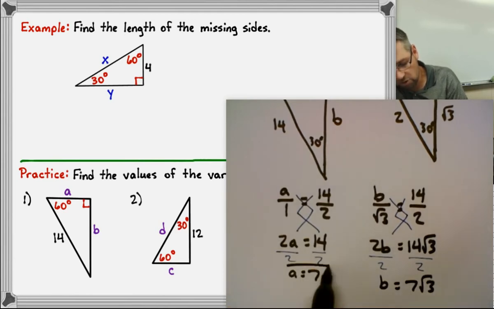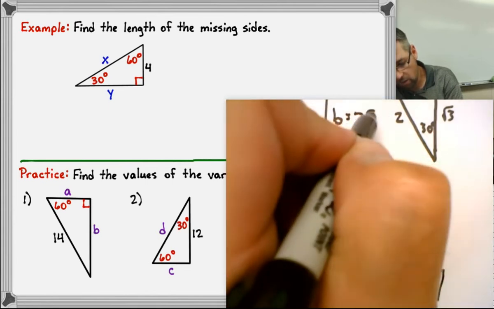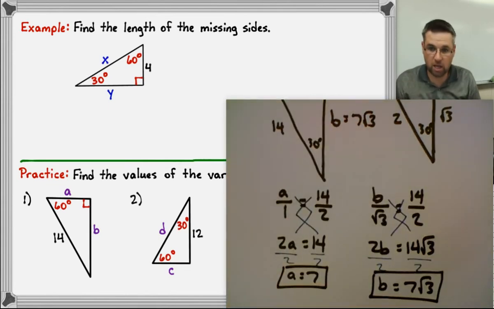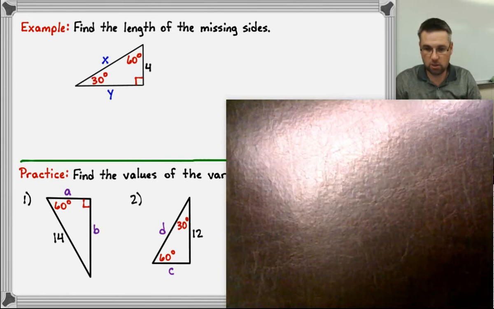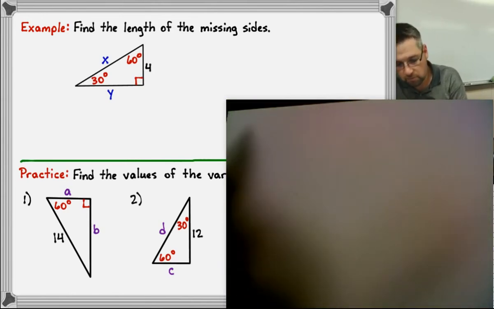So we have our 2 values for number 1. B is 7 radical 3. All right, so that's number 1. Let's go ahead and take a look at number 2.